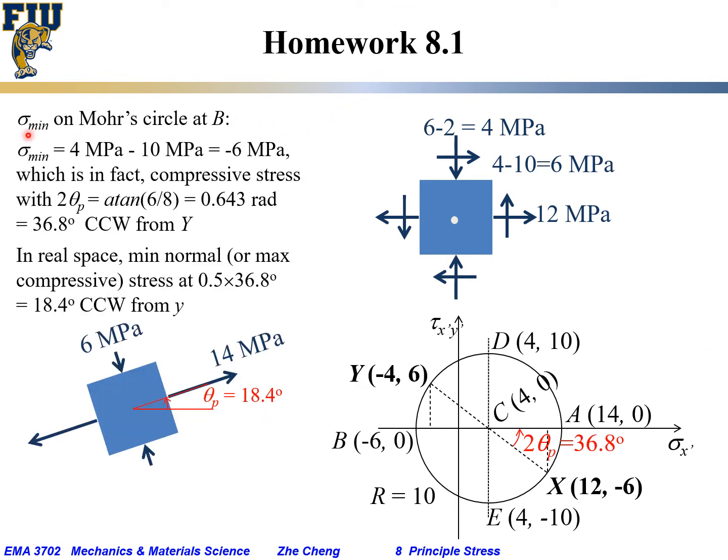Similarly, to find the minimum stress on Mohr circle, the value would be center minus radius, which would be 4 for center, minus radius, which is 10. It would be -6 megapascal. So the B coordinate, the minimum normal stress or the maximum compressive stress, would be at B, which is -6 comma 0.